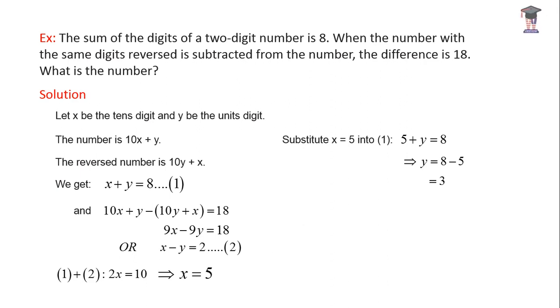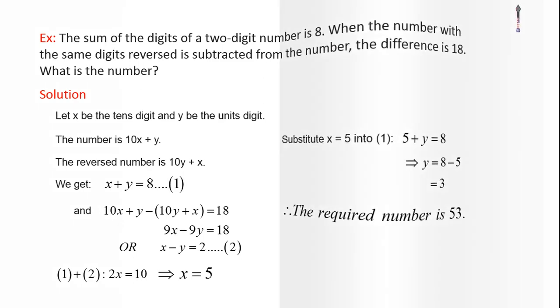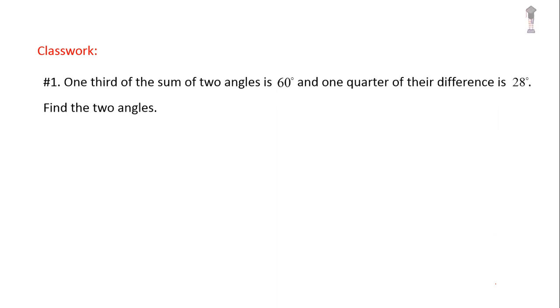So we find out the value of x and the value of y. We substitute into the original number. We get 10 times 5 plus 3, so we get 53 as the required number. Okay, it's time for you to do the exercise. Here there are two exercises given. The first one: 1/3 of the sum of two angles is 60 degrees and 1/4 of their difference is 28 degrees. Find the two angles.